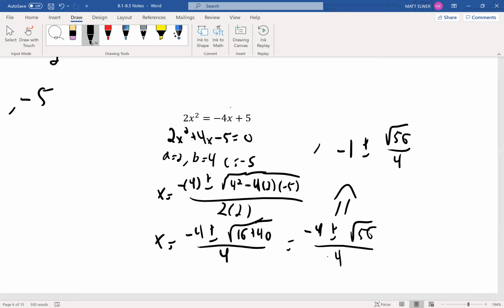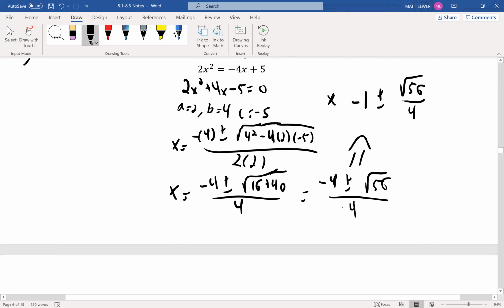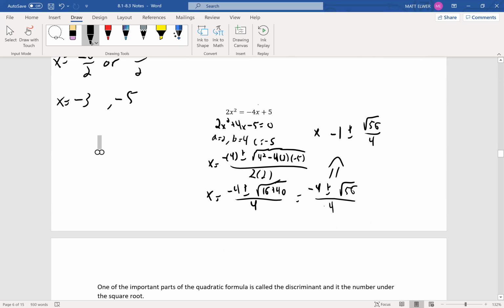Right, and that's what our x is equal to. Now again, if I wanted to find a good approximation to this, I could do the square root of 56 in my calculator, divide that by 4, and then find the two roots. But I'm not going to do that, so I'm going to leave it as that. So my final answer is x is equal to -1 plus or minus the square root of 56 over 4.